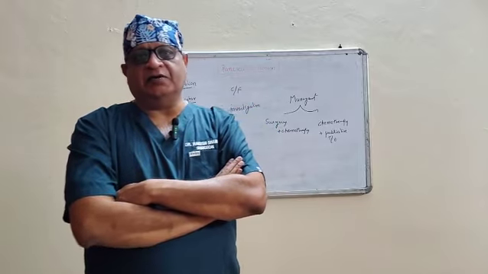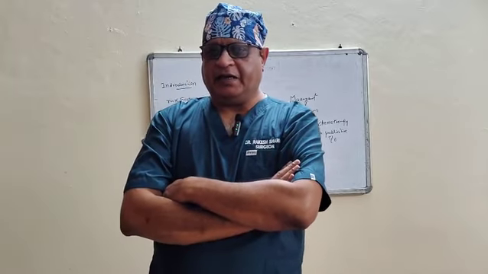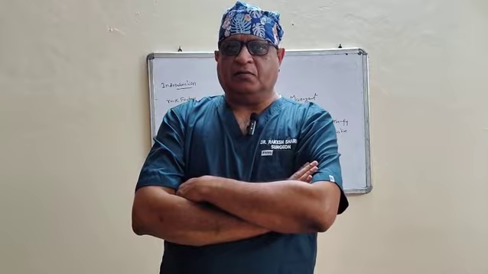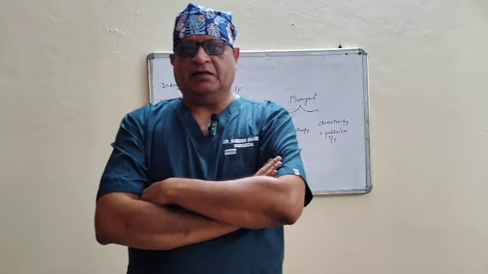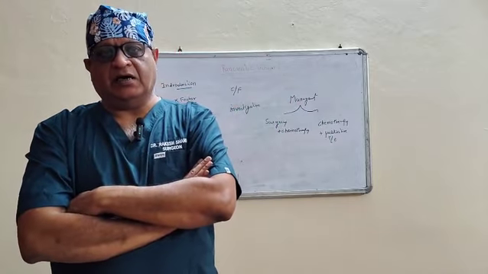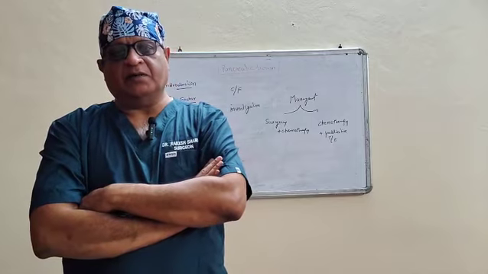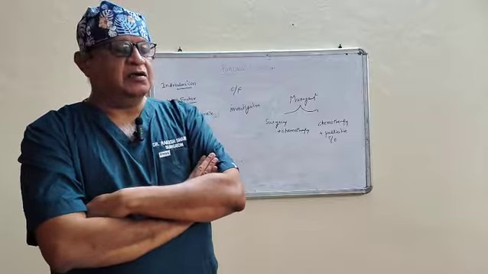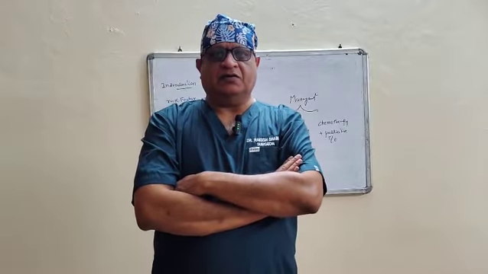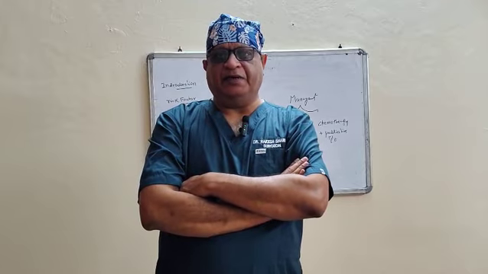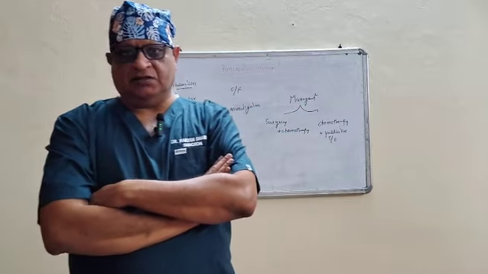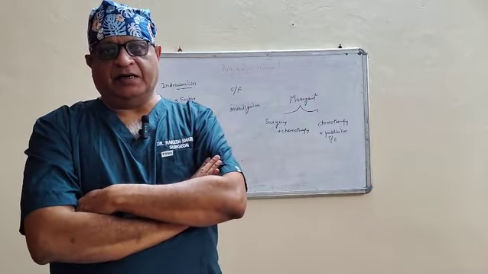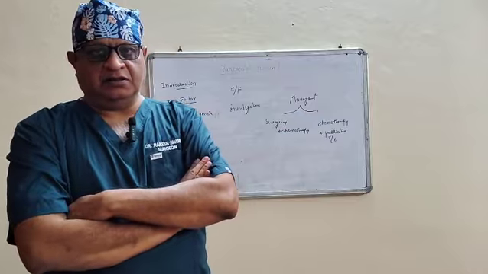There is some genetic theory related to the development of CA pancreas. The most common mutation is known as KRAS mutation. Other common mutations responsible for the development of CA pancreas are inactivation of P16 and P53 genes.